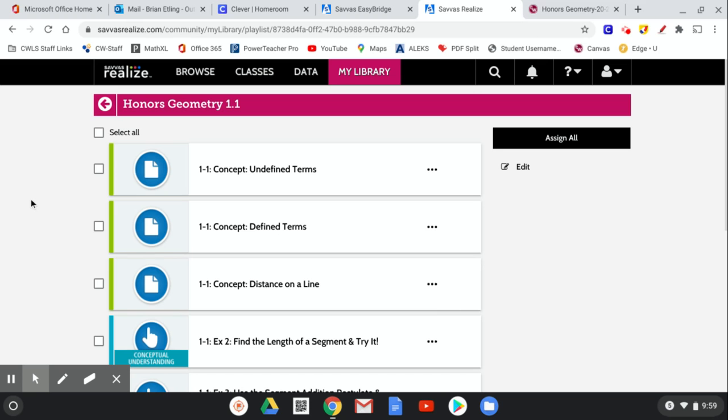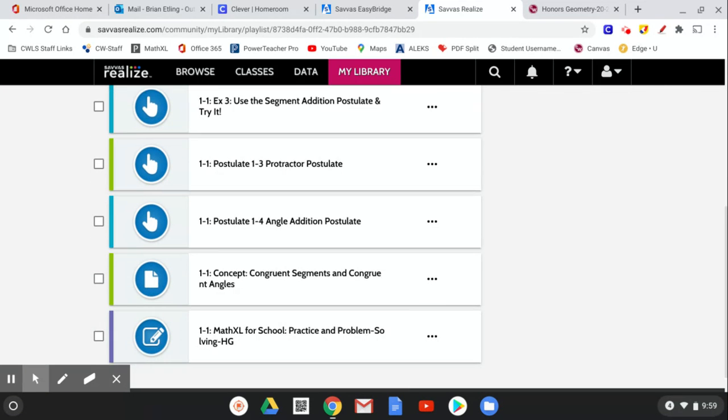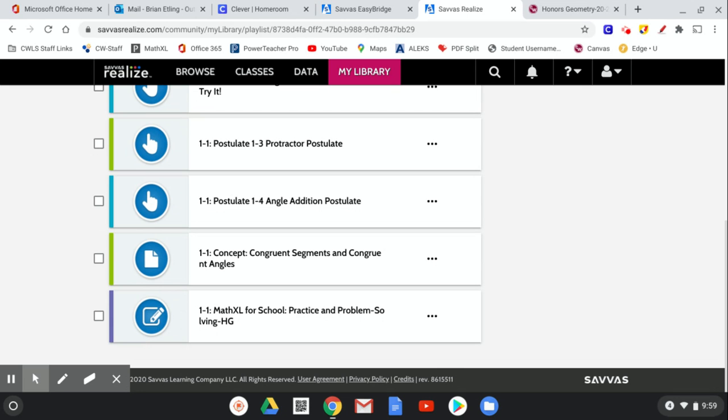All right, guys. So I'm on the Savvas Realize page, and you'll see something similar to this for your assignments because I have assigned all this to you. Now, don't think every single one of these is an assignment. You're only going to have basically one assignment, and that is at the end. If you follow my cursor down here, this last one is a Math Excel. That's going to be your homework assignment.